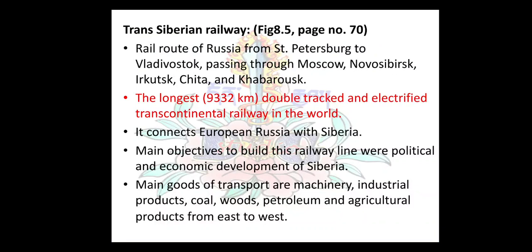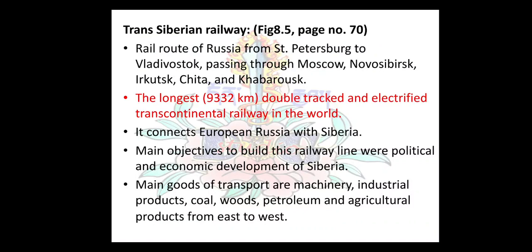Russia is divided into two by a mountain range. That particular mountain range is called the Ural Mountains. West of the Ural Mountains we can say European Russia, and east of the Ural Mountains we can say Siberian Russia.